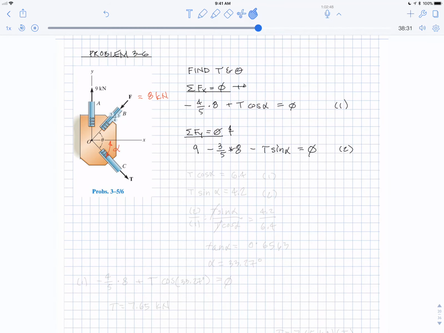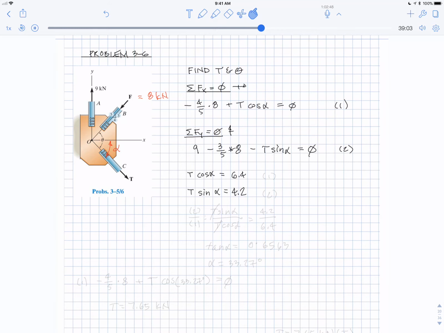y equation, with all the unknowns on the left, all the knowns on the right, and I'll come right back. These two equations come out to be T cos alpha equals 6.4 and T sine alpha equals 4.2. That's a little hard to solve. You can't solve it in your calculator unless you've got a fancy calculator. You can't add the equations to make one of them go away.